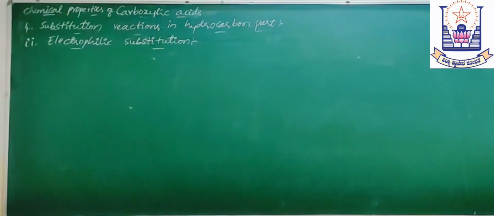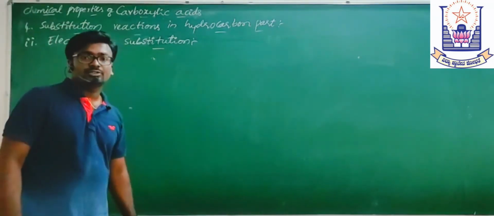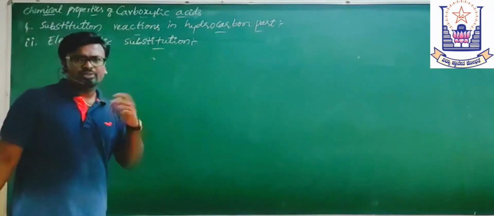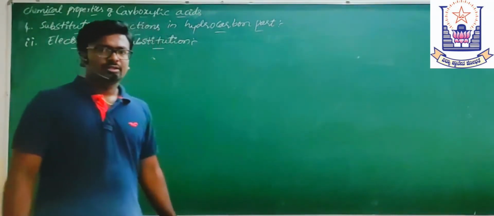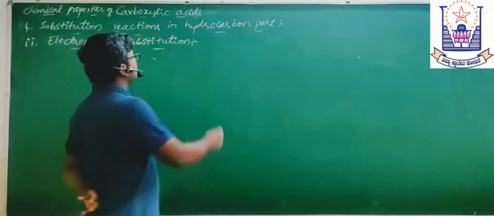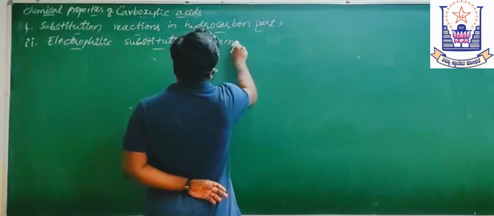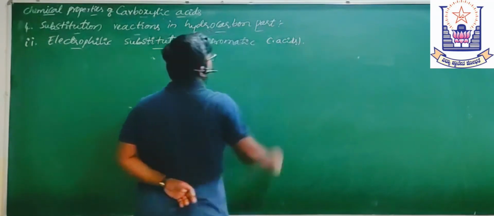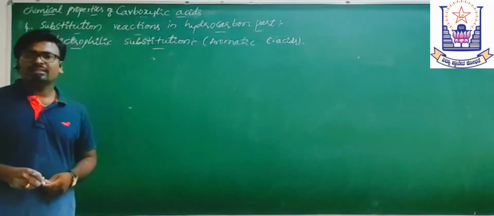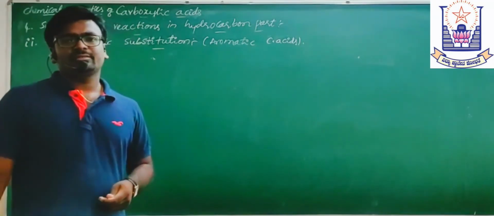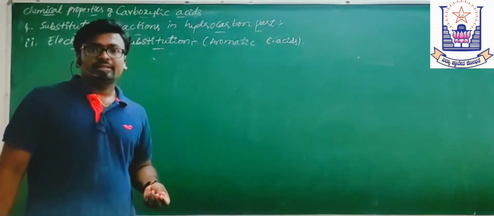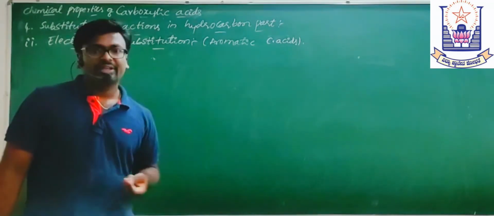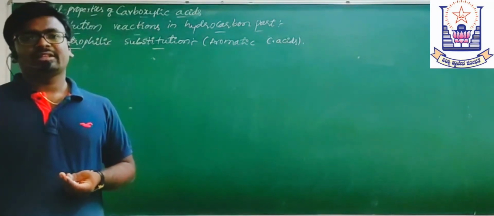Dear students, now let us engage the topic of electrophilic substitution in the aromatic part. Usually electrophilic substitution takes place in the benzene ring. That is why you have to take aromatic carboxylic acids. These undergo nitration and halogenation reactions, but not the Friedel-Crafts reactions.